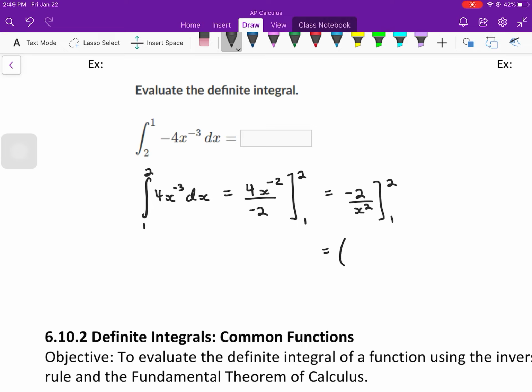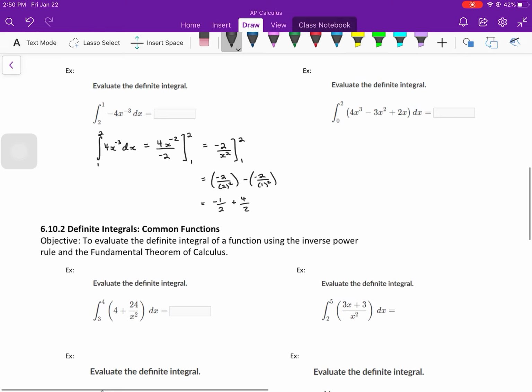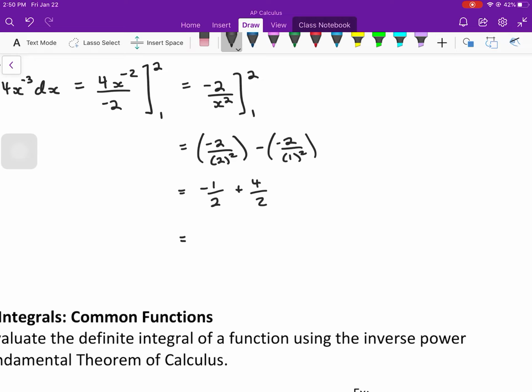And so then we'll have negative 2 over 2 squared minus negative 2 over 1 squared. And then that's going to be negative 1/2 plus 2, which is 4 over 2. It's just getting worse. And add those up to get 3 over 2.